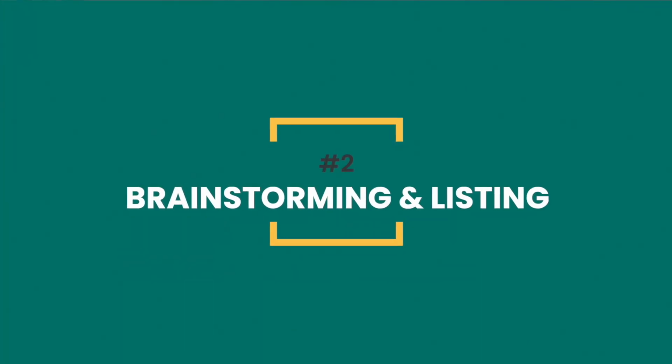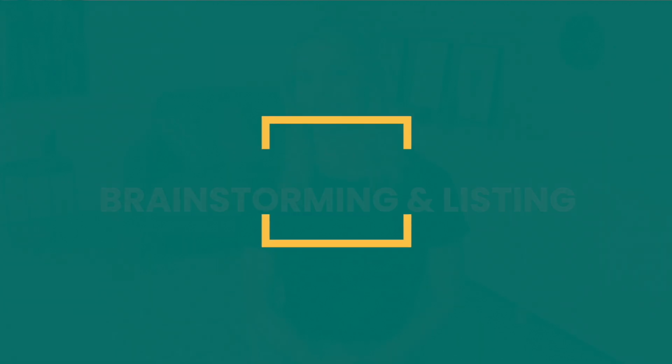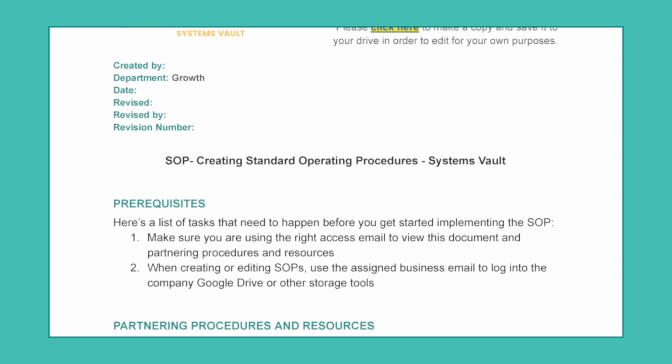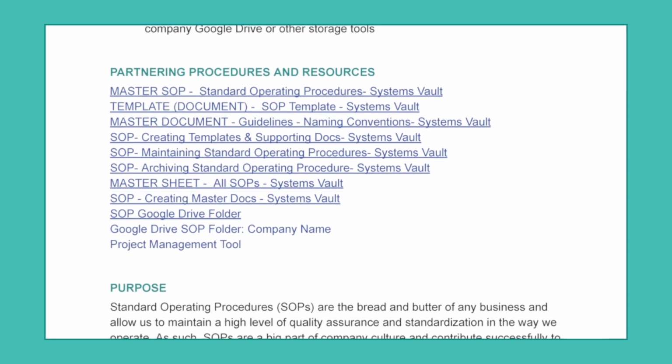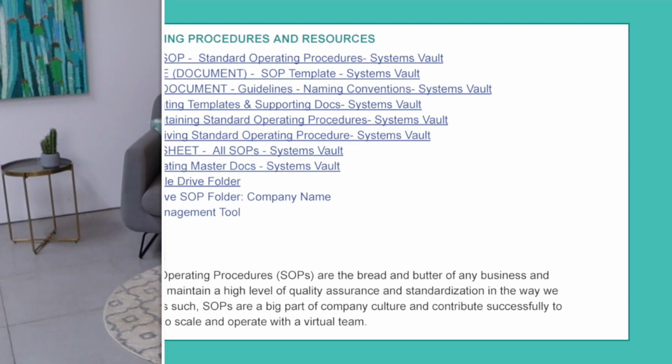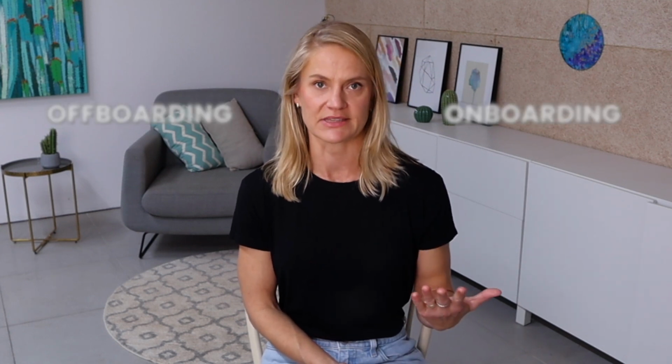So the next step is brainstorming and listing out any partnering procedures and resources. So what do I mean by this? So consider if there are any other processes or systems that would parallel or would complement this SOP. For example, if you are creating a master SOP for hiring, you're going to link other related SOPs like offboarding and onboarding and all that good stuff.